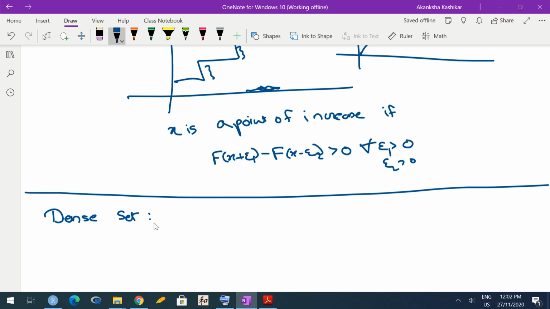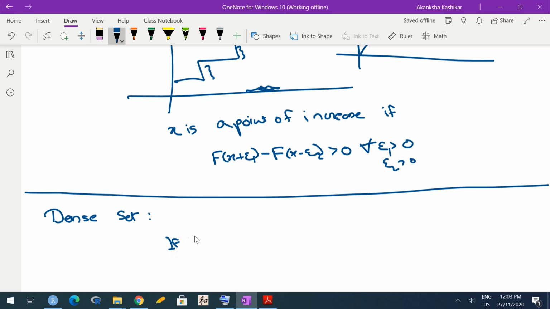Okay, because it can be uncountable. In fact, it is always uncountable. It is always a dense set. So if you know the distribution function values on a dense set, you can extend it uniquely to entire R.